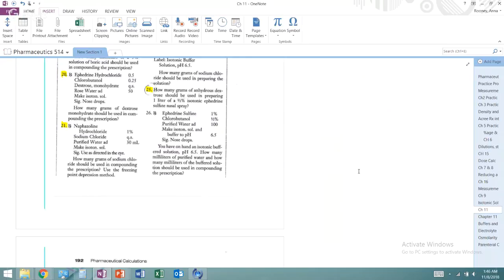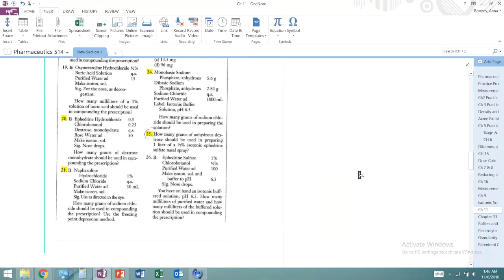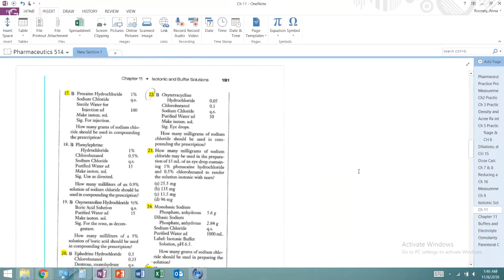Okay, number 22. I hope it doesn't say something. Okay, good. None of them are asking you to do it with the freezing point depression method, because it's dumb. Well, it's smart, but it's like, I have the E value. Why would I? All right, oxytetracycline hydrochloride, and chlorobutanol, and sodium chloride. And we're going to add water, and we're going to do an eye drop, and how many milligrams of sodium chloride can be used in compounding the prescription.